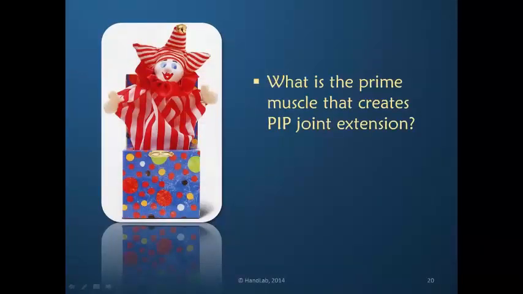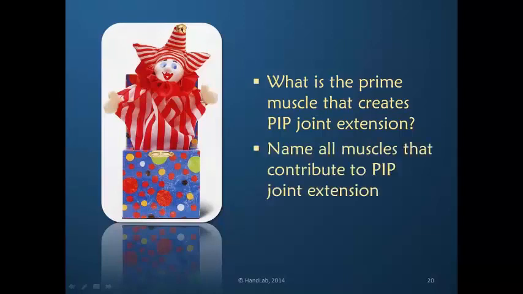We're having a pop quiz, and I'm going to ask you, what is the prime muscle that creates PIP joint extension? Is that an easy question with an easy answer for you? Can you quickly bring to mind one muscle? What if I ask you to name all the muscles that contribute to PIP joint extension? Which muscles would you name?